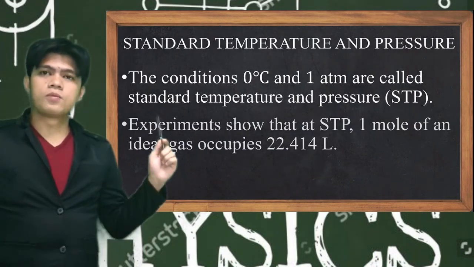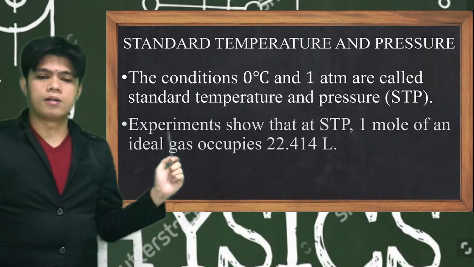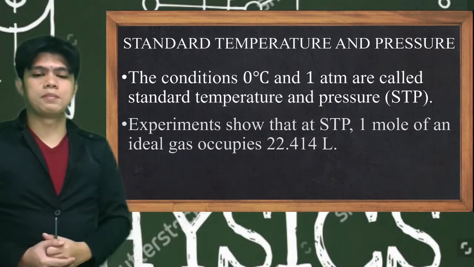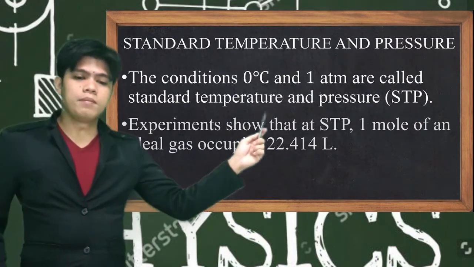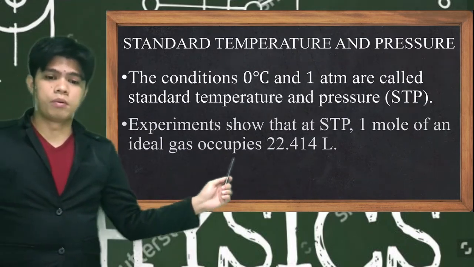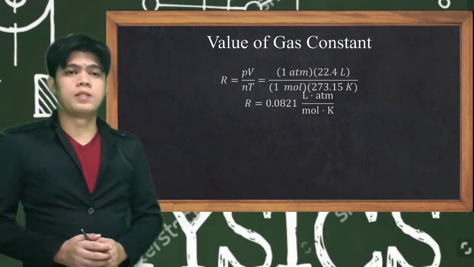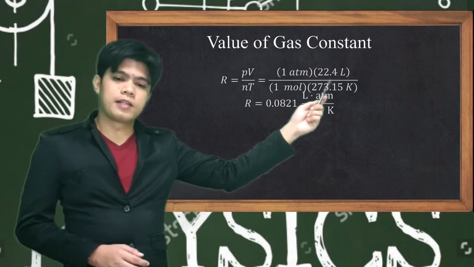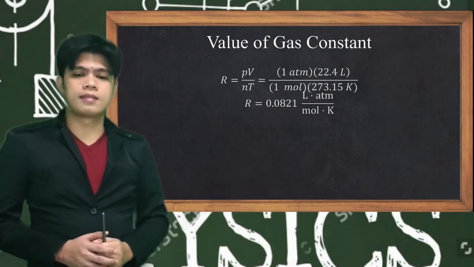Standard temperature and pressure. The condition at 0 degrees Celsius and 1 atmosphere is called standard temperature and pressure, or STP. Experiments show that at STP, 1 mole of an ideal gas occupies 22.414 liters. Since we know that at STP the volume is 22.4 liters, now we can derive the value of our gas constant.